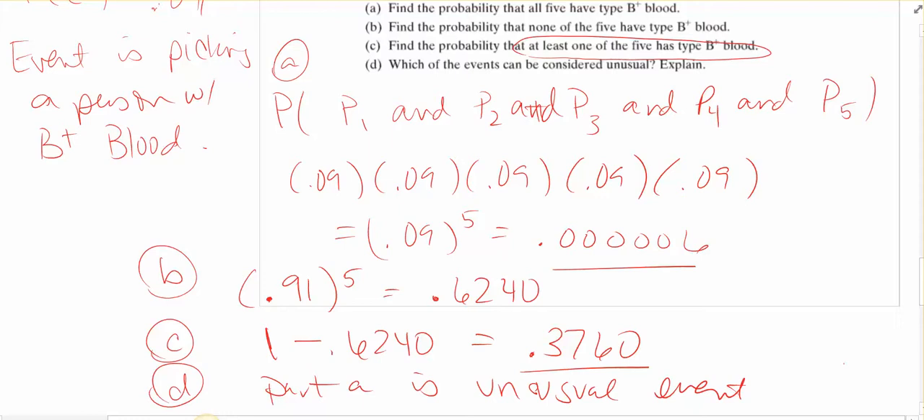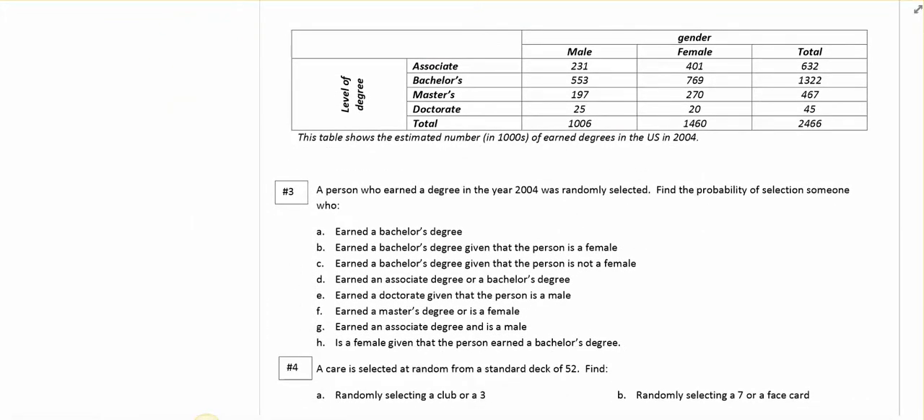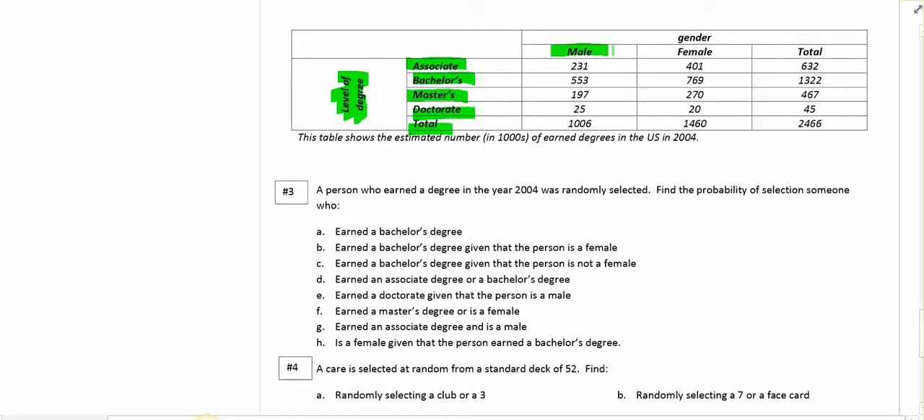All right, let's try another way some of this would be asked. So I have a chart for us, and looking at our chart, always look at the chart before you read the problem. I'm looking at level of degree, and I have associates, bachelor's, master's, doctorate, and then a total. I have it broken down by male and female, and then also a total.